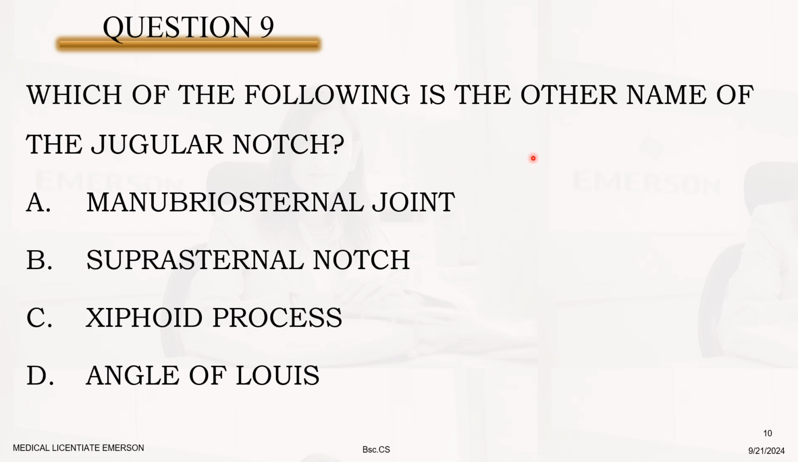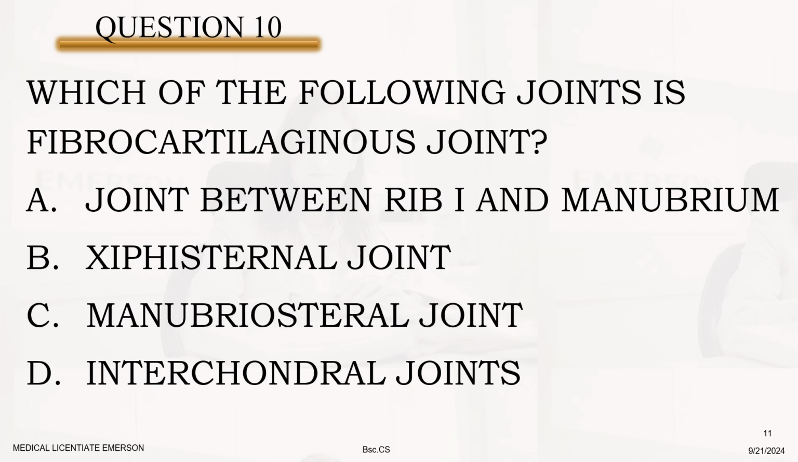Then which of the following is the other name for the jugular notch? Is it the manubriosternal joint, the suprasternal notch, the xiphoid process, or the angle of Louis? Which one is the other name for the jugular notch? The other name for the jugular notch is the suprasternal notch.